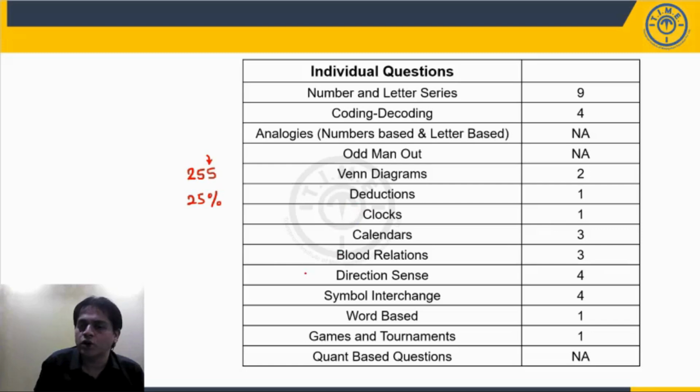So the clocks and calendars questions that were present were fairly easy for those who have attended classes and have studied these topics. Blood relations, 3 questions were present, single individual questions. Direction sense, 4 questions were asked.